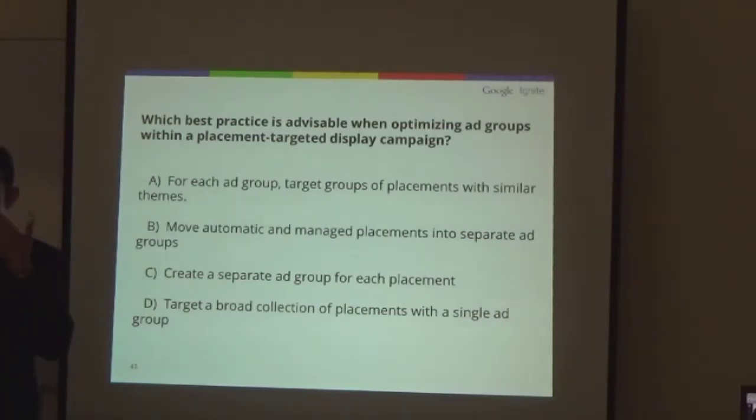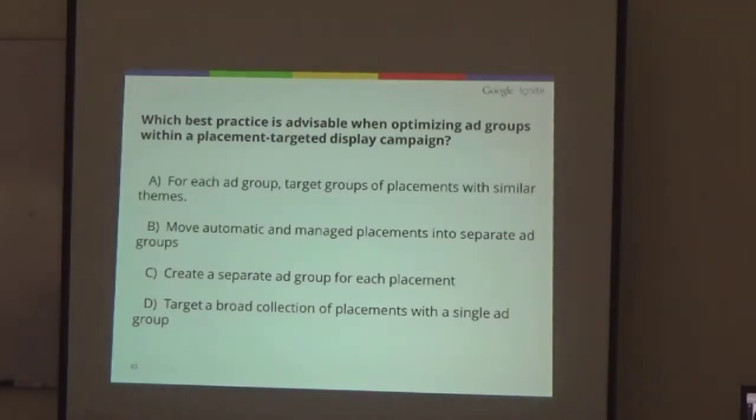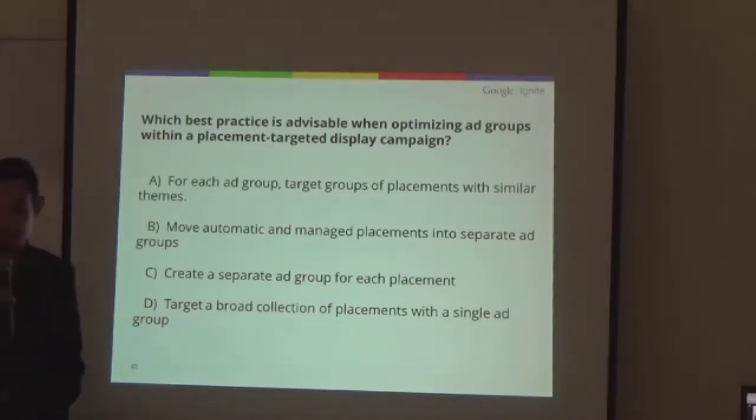Which is the best practice advisable for when we want to optimize ad groups within placement targeted display campaign? This is a giveaway. Again, all of you should be able to answer this without thinking much. A, ad group, target groups of placement with similar themes. True or false? You know, in exams, every question counts because you might get 79, but because of one more question you got wrong, you failed the mark. Every question is an opportunity not to miss. Do not take it for granted, no matter how simple it sounds. The more simple it is, be careful. Sometimes it can be a trick question.